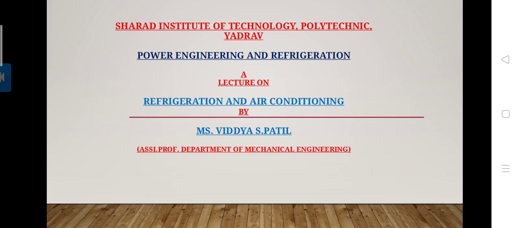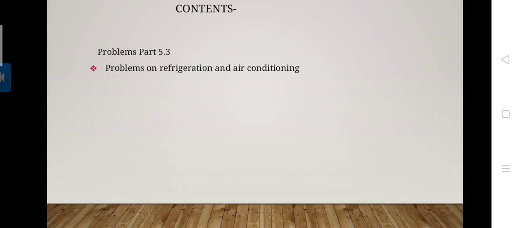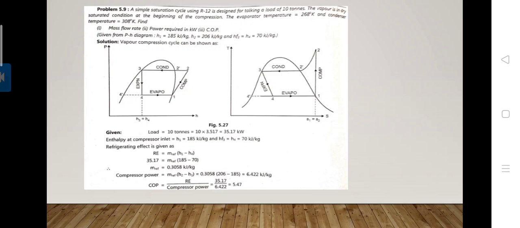Today we are going to continue our problem series 5.3 for the unit Refrigeration and Air Conditioning for the subject Power Engineering and Refrigeration. Today in this session we are going to cover the problems related to vapor compression system in refrigeration and air conditioning. Okay, first we take the problem. I read the problem statement first.